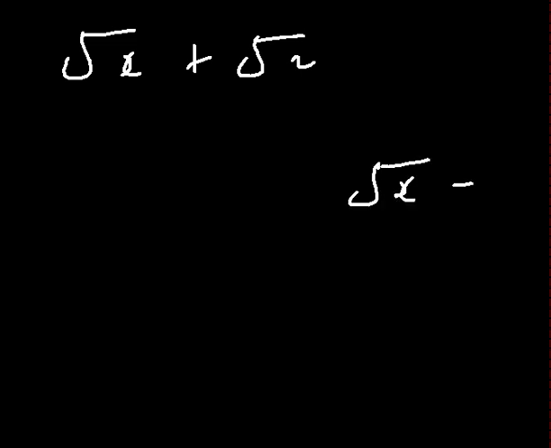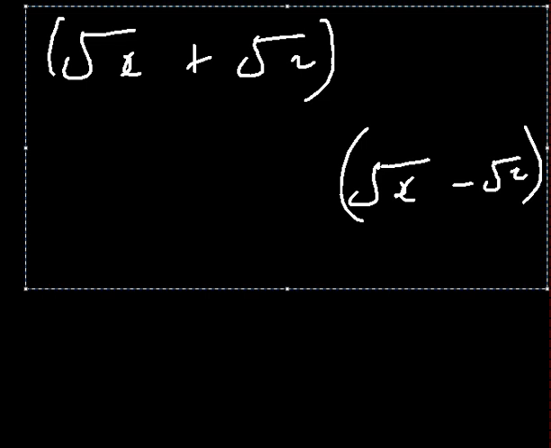So if we have, let's say, the square root of x plus, let's say, the square root of 2, what is the conjugate of this? Now the conjugate will be given as the square root of x minus the square root of 2. We just have to change the sign. Now try to multiply the two and see whether the roots will be eliminated or not.